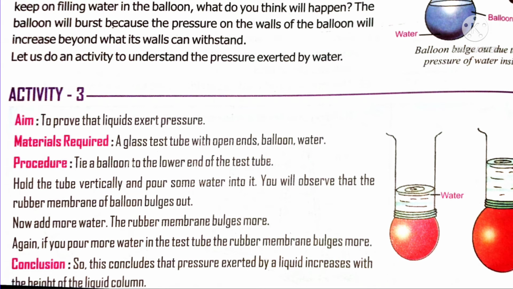The water you poured over the balloon exerts pressure. Due to the pressure the balloon bulged. This shows that liquid exerts pressure. Secondly, you are going to pour some more water through the open end of the test tube. What will happen? The balloon bulges more. What is the reason? The more the water, the more the pressure. The greater the height of the water column, the more pressure it exerts. Due to this greater pressure, the balloon will bulge more.